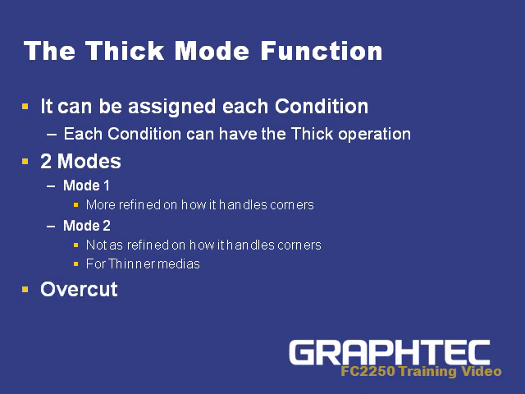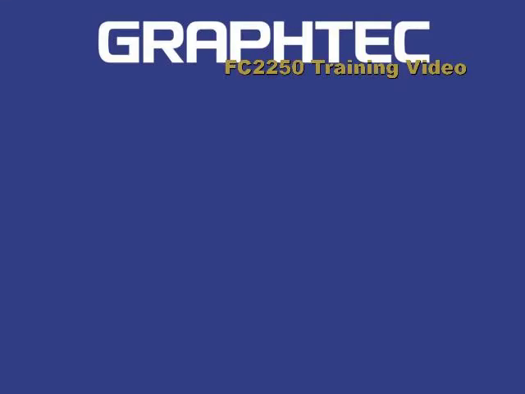And lastly, when assigning a thick mode to a condition, each time you change condition, it'll ask you if you want to overcut. Basically all this is that any time you have a start and stop point, it'll overcut it, so it'll have a nice clean cut. As I mentioned, each condition has its own thick mode function. In other words, each condition can have it turned on or turned off. Well, let me get you to that menu right now and show how you do that.